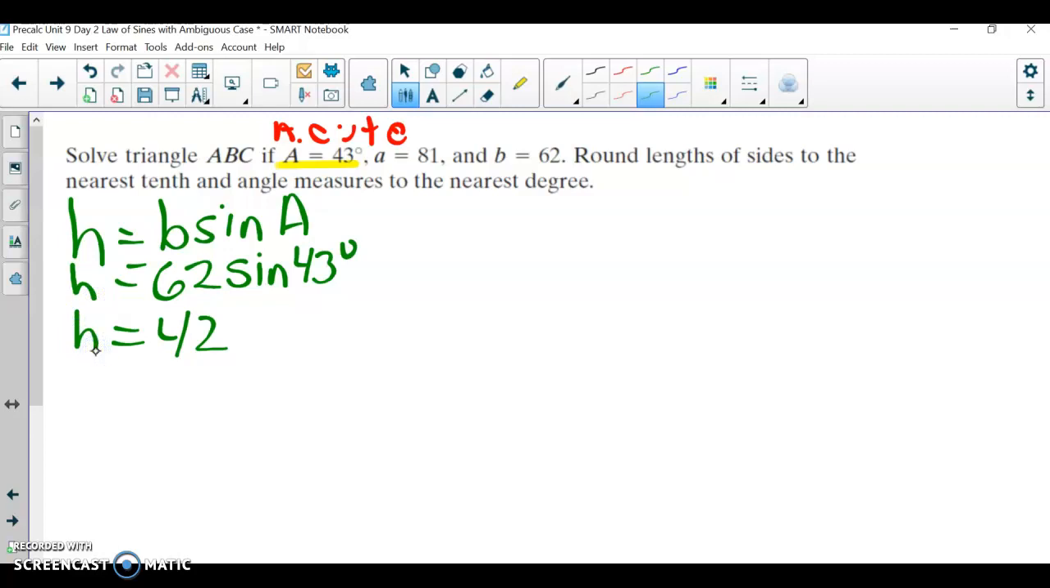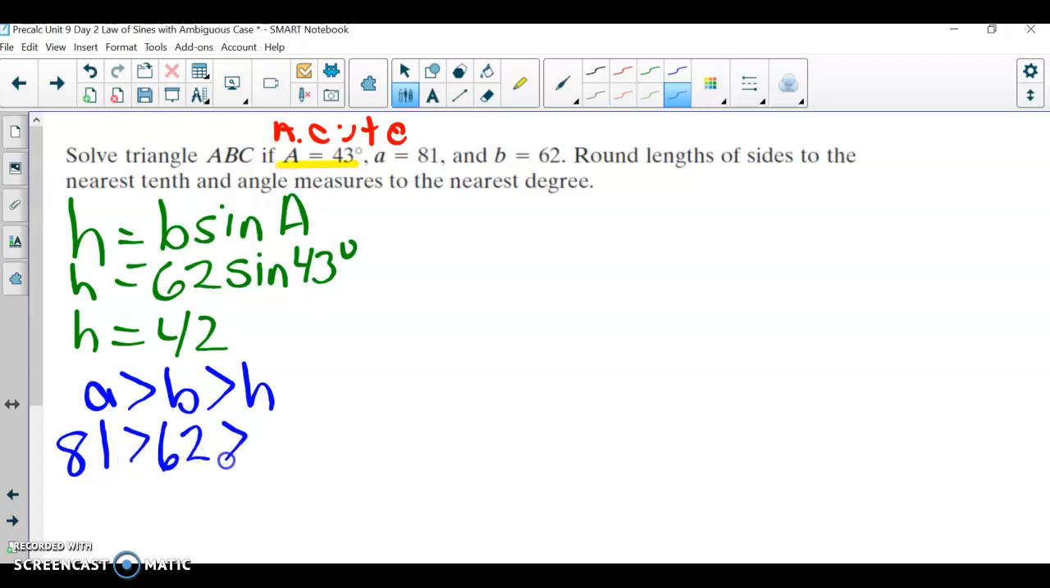What does this tell you? This tells you that A is greater than B, which is greater than H. How do we know that? If we put the numbers, A is 81. 81 is greater than our value 62, and 62 is greater than 42. So what case do we have here? We have one triangle. We have just proven that we have one triangle.